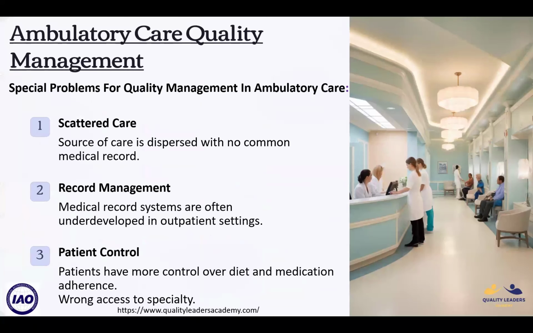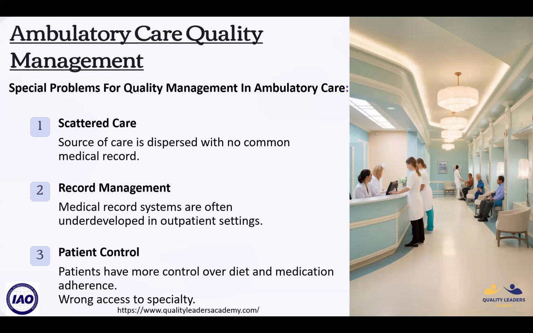Now we are going to talk about ambulatory care quality management, and also the problems associated with quality management of OP care. Here we come across scattered care. This is a problem. There is no common medical record in the ambulatory care setting. Underdeveloped record management in OP setting, and greater patient control over diet and adherence, plus issues like wrong access to specialty care.